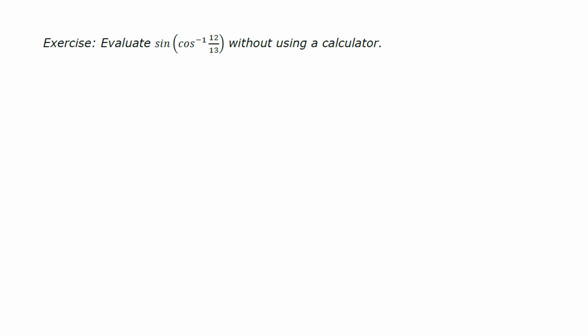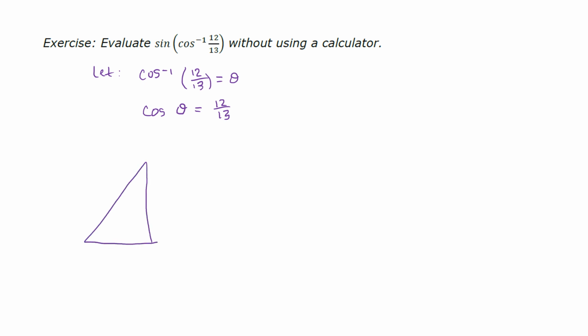All right, now we're going to evaluate sine of the inverse cosine of 12 over 13 without using a calculator. So to do this, we're going to let the inverse cosine of 12 over 13 equal theta. So that means the cosine of theta equals 12 over 13. So let's use a right triangle to help visualize this.